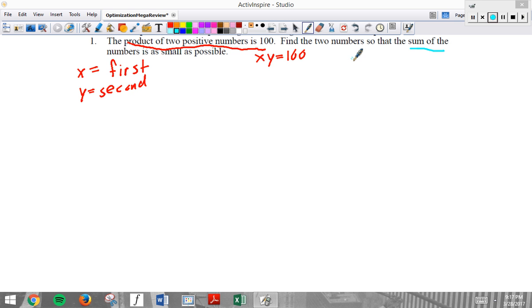Sum of the numbers. X plus y. Straightforward problem. Either one's easy to solve for here, or as easy as the other, for those of you having a hard time. I like X for obvious reasons. So my remodeled S will be X plus 100 over X.